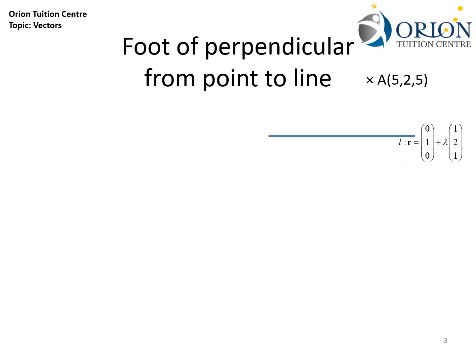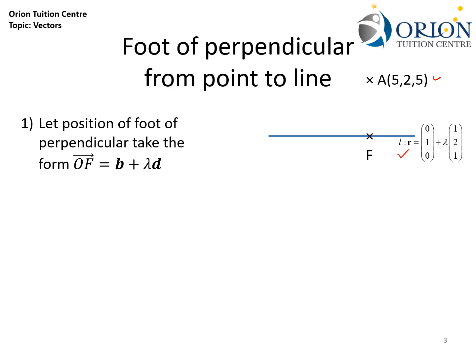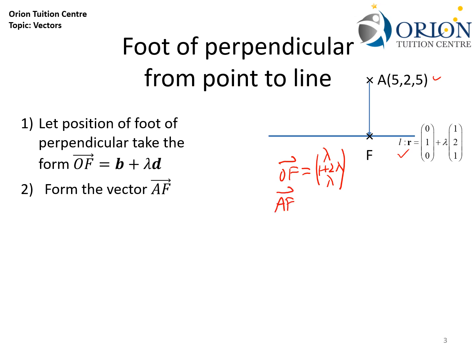To find the foot of perpendicular, we will illustrate using this point A and this line L. Firstly, we let the foot of perpendicular be a point F, and this point F has position vector that follows the equation of the line. So we have OF equals to lambda, 1 plus 2 lambda, lambda. Next, we will form the vector AF. AF is simply OF minus OA, which is equals to lambda minus 5, 2 lambda minus 1, lambda minus 5.